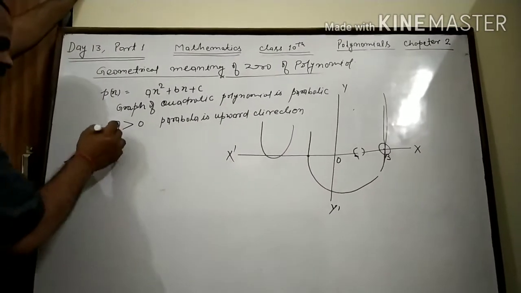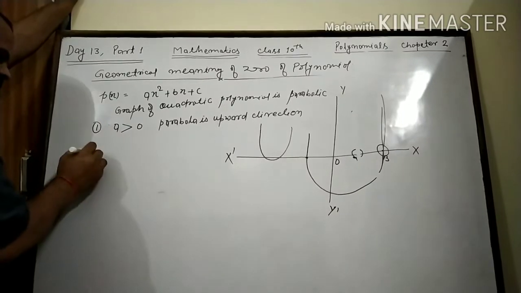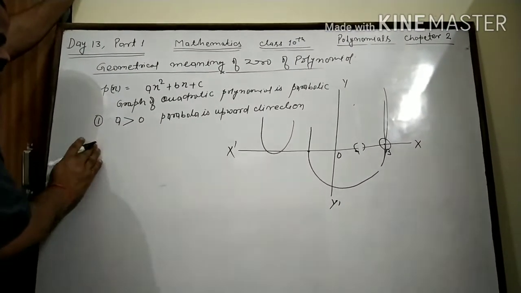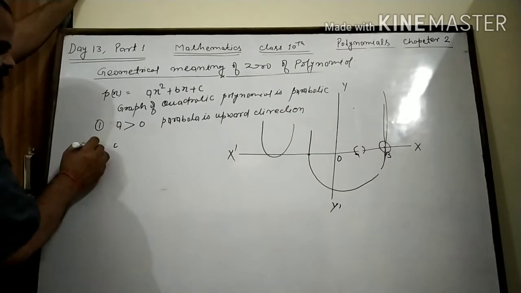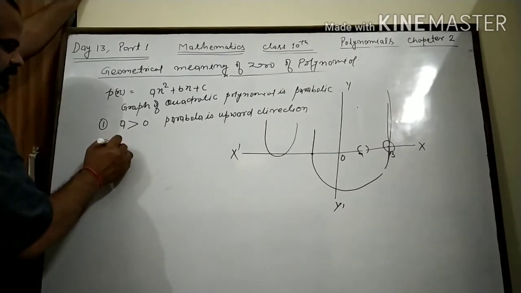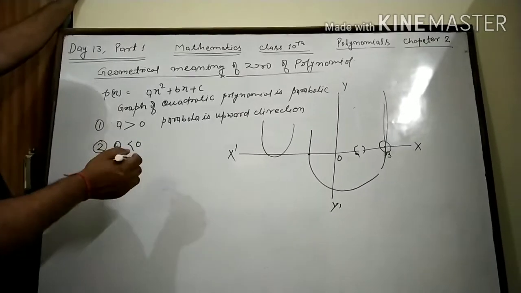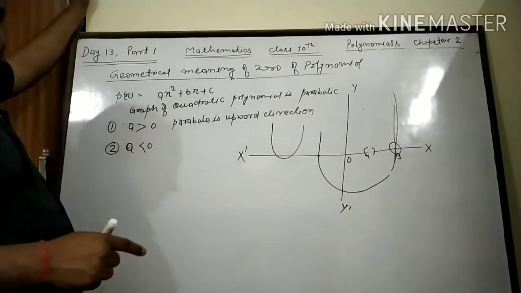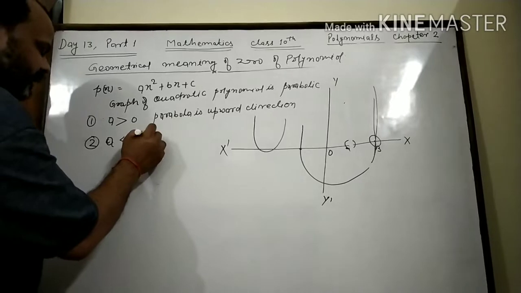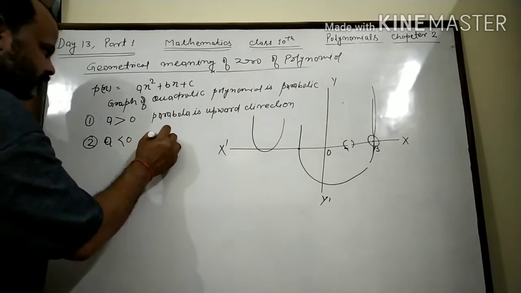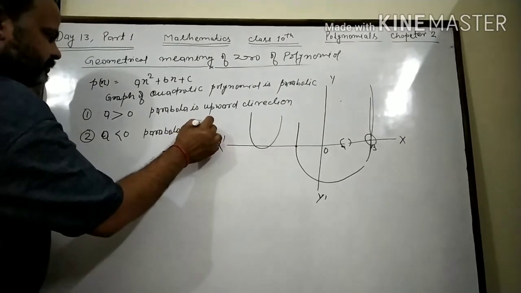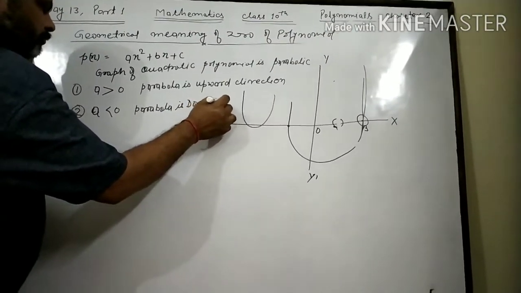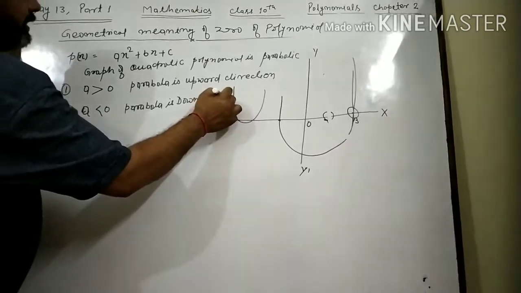Clear? And if a is less than 0, it means a is negative. Clear? Then the parabola is in the downward direction.